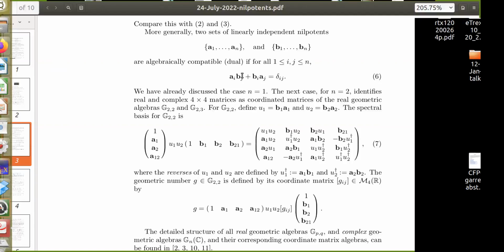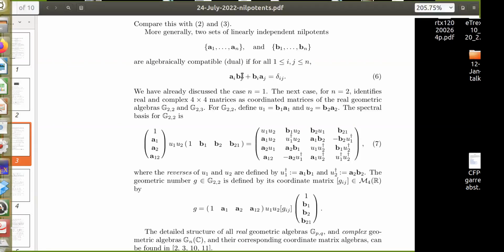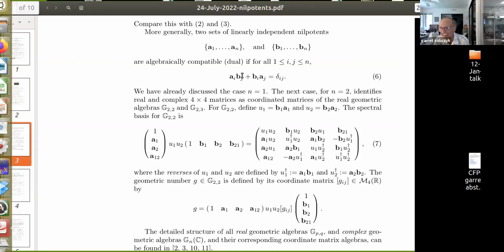But how do you know to write the expression on the left-hand side of the equal sign, that column vector times U1, U2 times the row vector? Well, let's put it this way. How do you know that that's what you should write down? It took me years to figure it out.